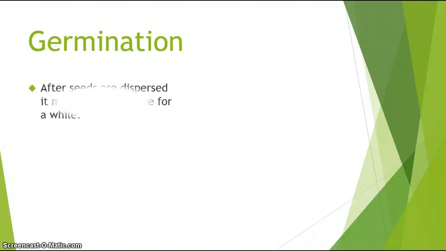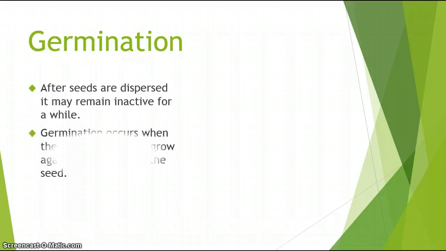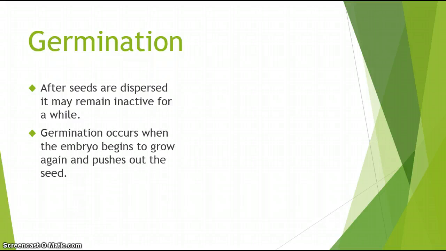Germination. After seeds are dispersed, they may remain inactive for a while. Germination occurs when the embryo begins to grow again and pushes out of the seed.